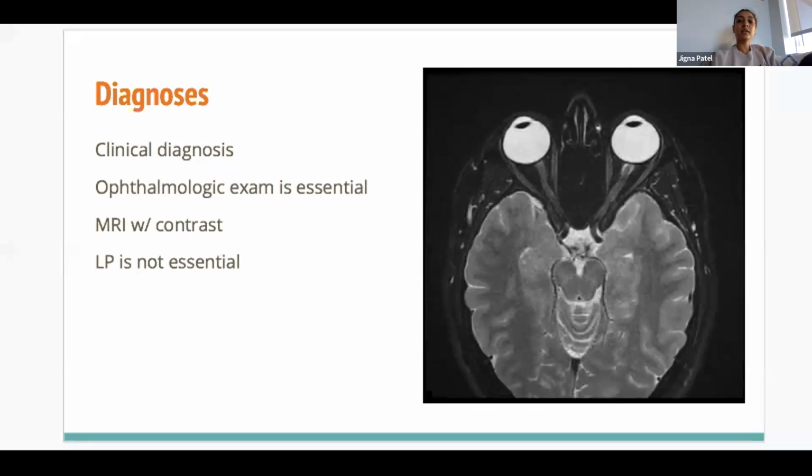If a patient has a bilateral presentation, or bilateral optic involvement, they're complaining of bilateral vision loss, and their age is less than 15 years, or like I said, you're considering an infection, then you should do an LP. Otherwise, it's not generally necessary.